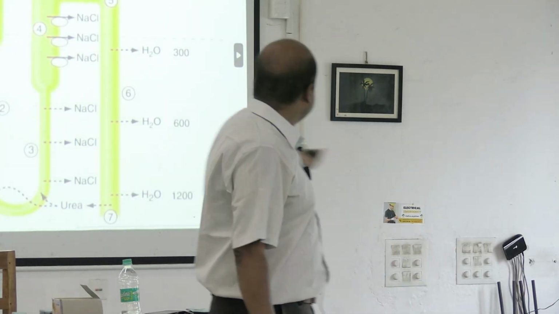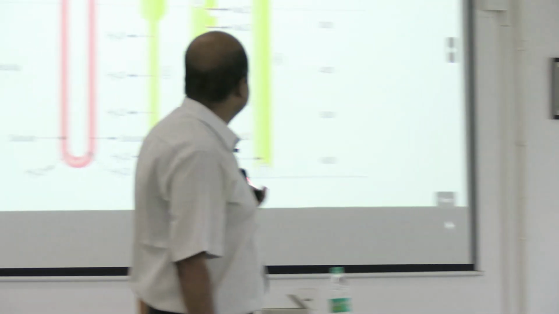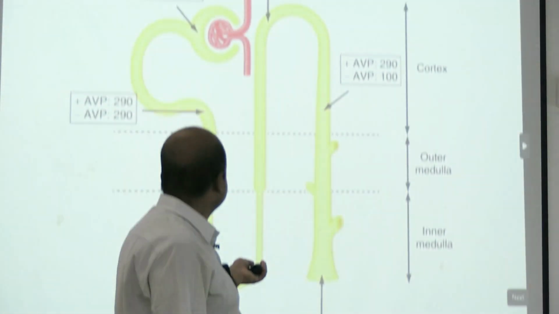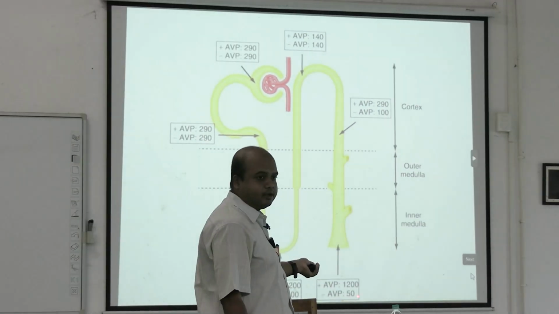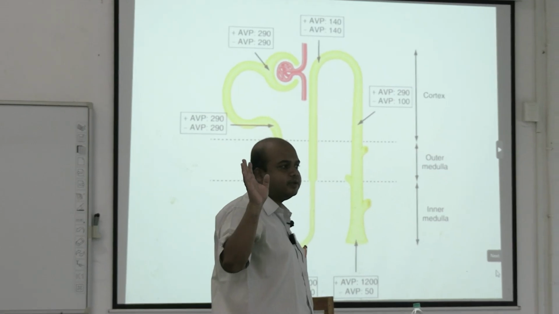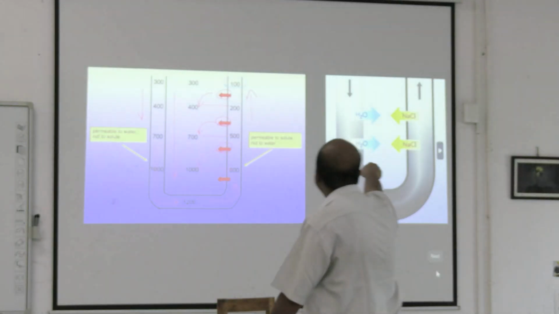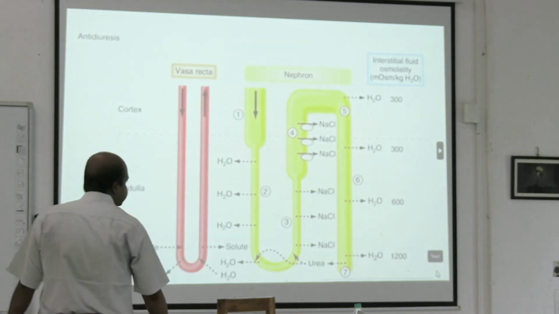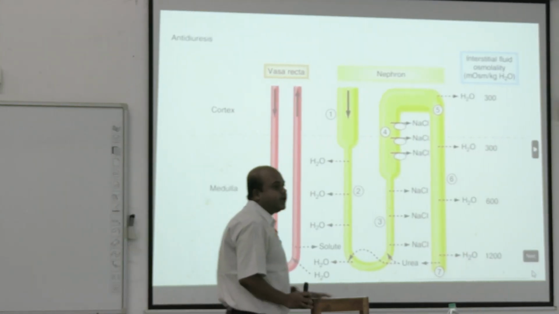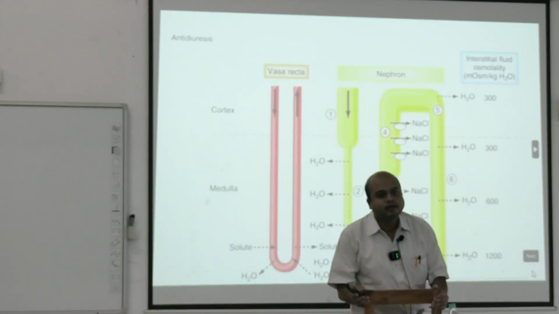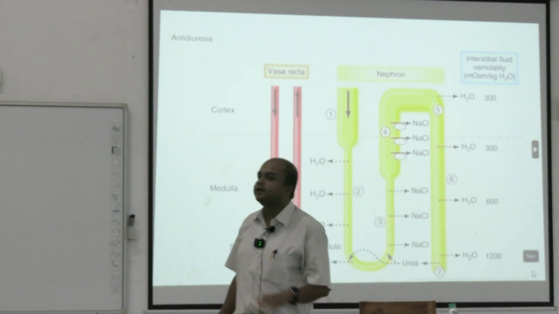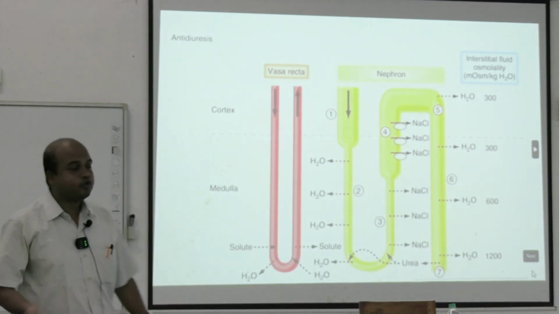But what is the diluting capacity? Here it is not labeled, 50, 30, so almost 8 to 10 times. Quantitatively, the diluting capacity is much more than the concentrating capacity in the case of human beings.